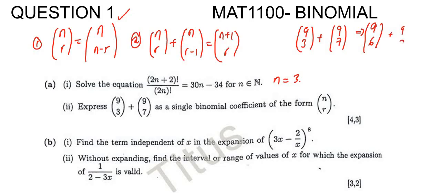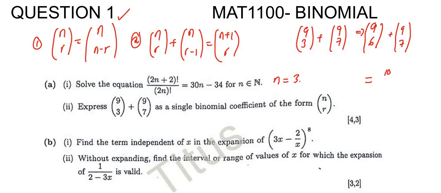While the other one still remains the same, which is 9 choose 7. We are doing this because we want the numbers on top to be the same and the numbers down to only differ by a 1. So you're seeing a 6 and you're seeing a 7. So your n is simply 9. We're going to apply the second one now.